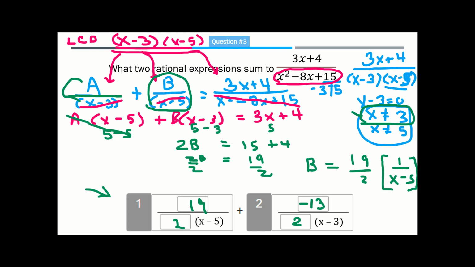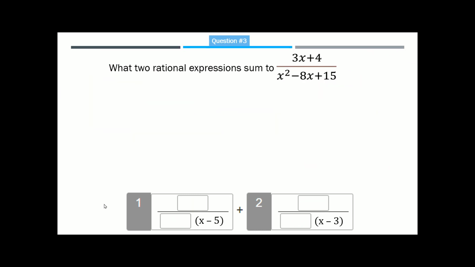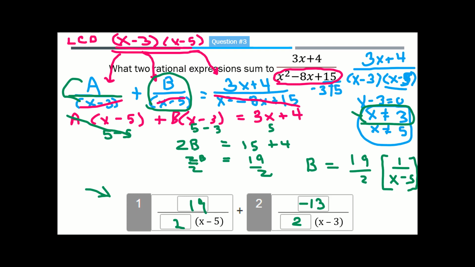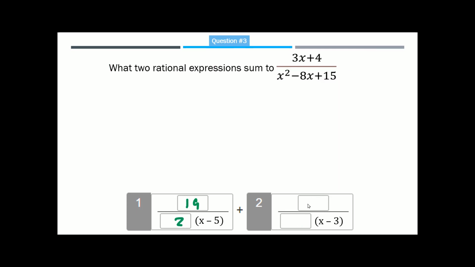Got a little bit messy. Let me rewrite that. So we have 19 over 2. Now I'm not checking my work, so if you find a mistake in my arithmetic, just follow the steps. Negative 13 over 2. You don't have to call my attention to it, but that's the process.